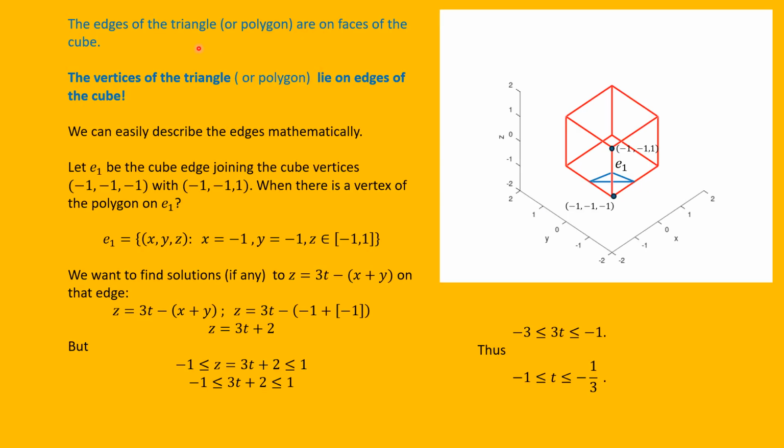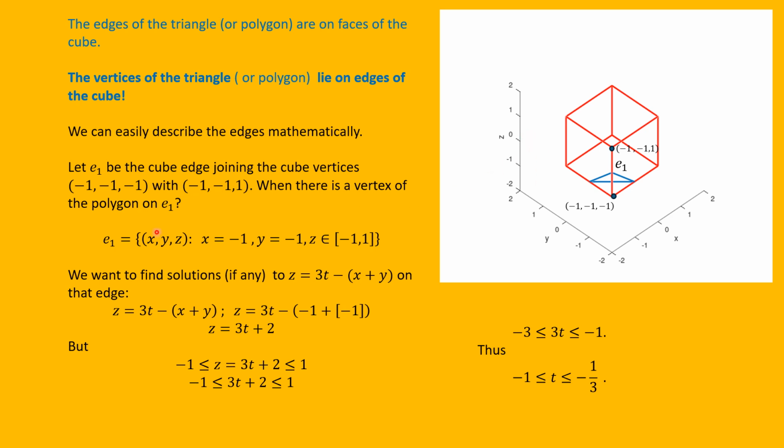Okay, so let's focus on the second statement. The vertices of the triangle or polygon lie on the edges of the cube. Okay, so let's see what we can do with that. Let E sub 1 be this edge of the cube, joining the vertex (-1, -1, -1) to the vertex up here, (-1, -1, 1). So the only thing that changes is the z coordinate. Down here, z is minus 1. Up here, it is plus 1. The x and y coordinates don't change on this edge.